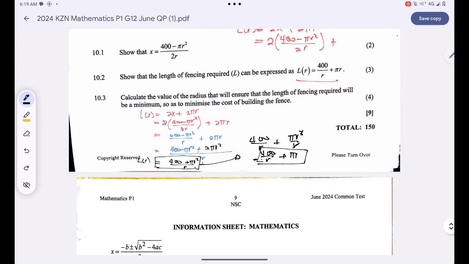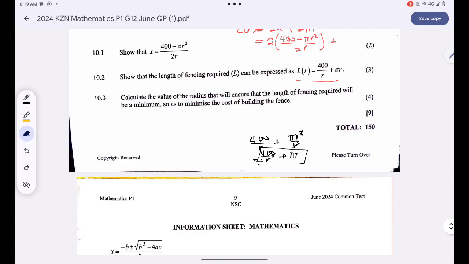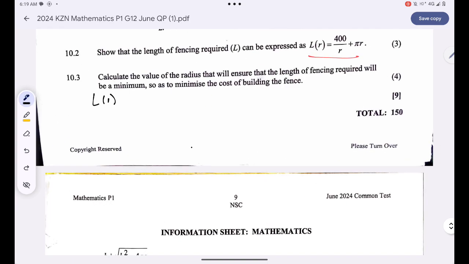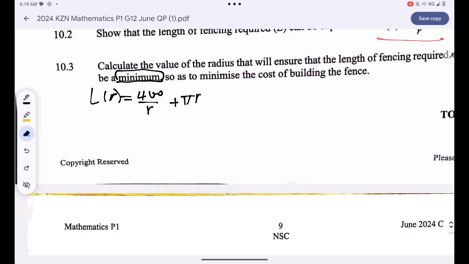Okay, and then now you're supposed to calculate the value of the radius that will ensure the length of the fencing required will be a minimum, as to minimize the cost of building the fence. Since we now know that the length is basically equal to 400 over r plus pi r, once I come across this term over here, that means I must find the derivative with respect to r, make the derivative equal to 0, and then solve for r.